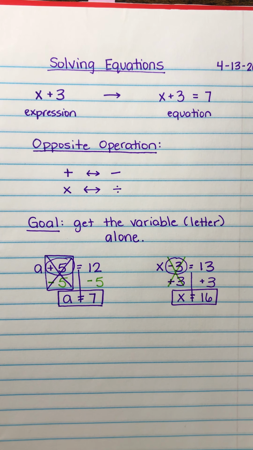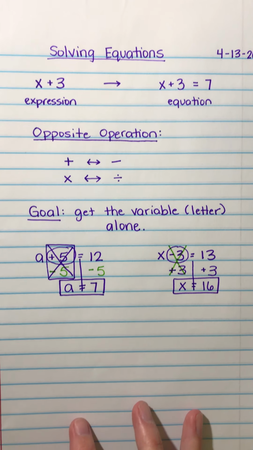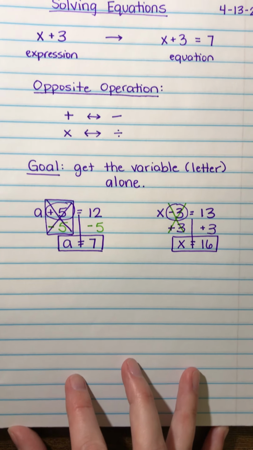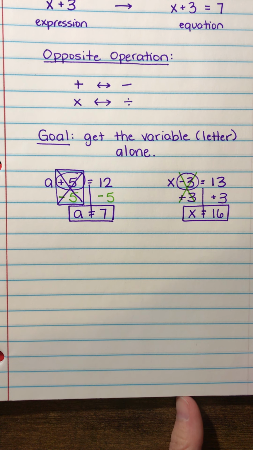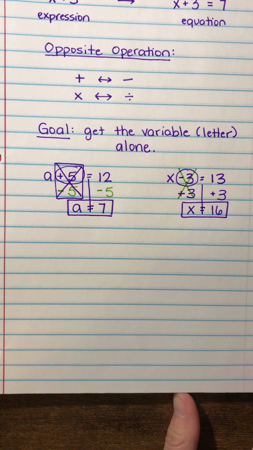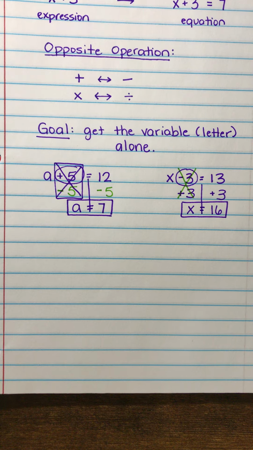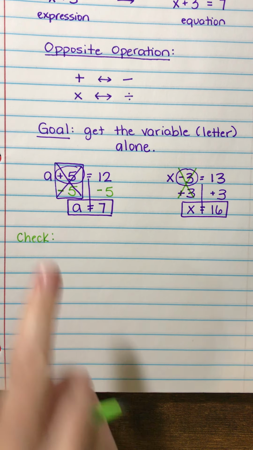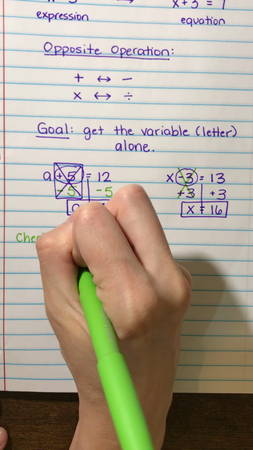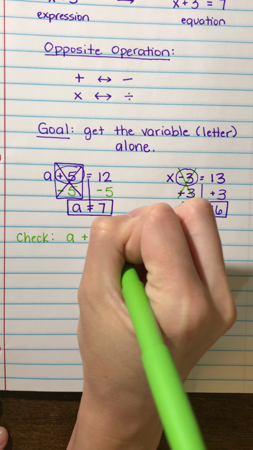Now, one thing I do want to show you just before I move on is that you can actually check to make sure that your answer is actually accurate. You could always check these answers, which is really cool about equations, because you can know for sure if you got the answer correct or not. The way that you do a check in this case is you go back to the original problem. So I've got a plus 5 equals 12.